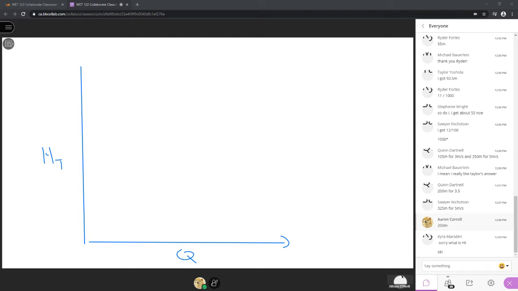So if we take a look at our first point that we're graphing, we need to go up to a total of, let's say, 300. Then our maximum flow.